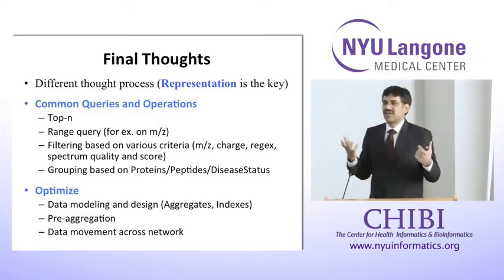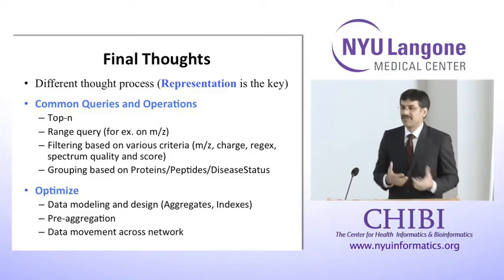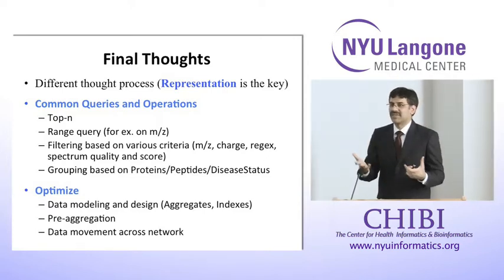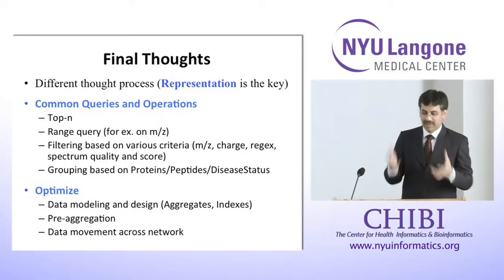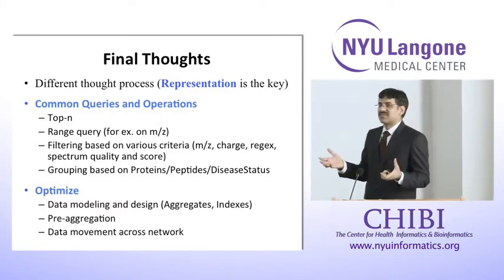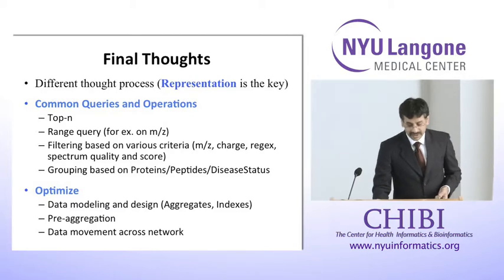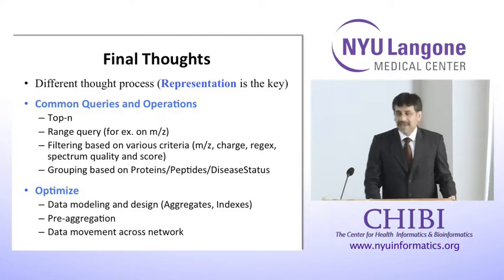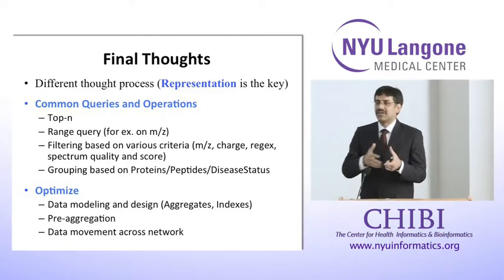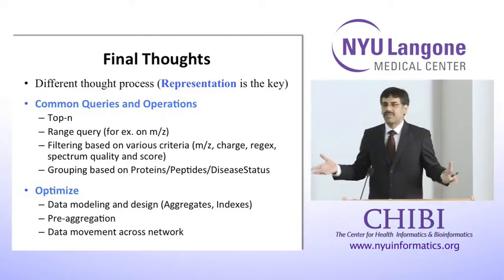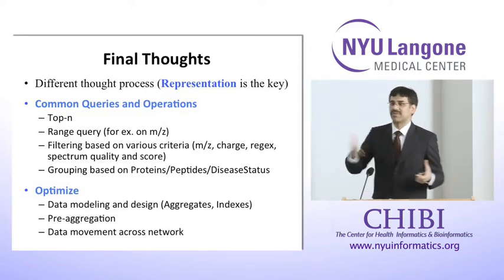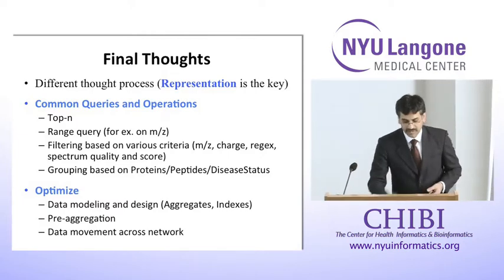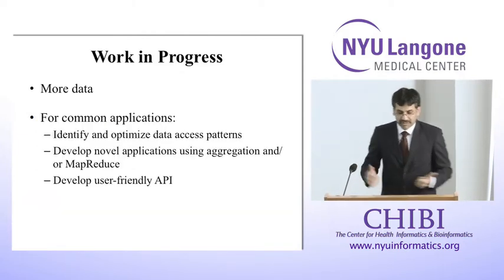So once you figure out these common data access patterns, then you need to optimize using tools which the databases provide. Particularly how you design your database, how you model different aggregates, how you represent them in the database, what kinds of indexes you build for faster querying and access, whether you want to pre-aggregate some of the things that are commonly queried for. And since all these applications are running on clusters, you also need to think about data movement across networks. So you need to optimize that, take that into account when you design your analytics workflow. So this is work in progress.